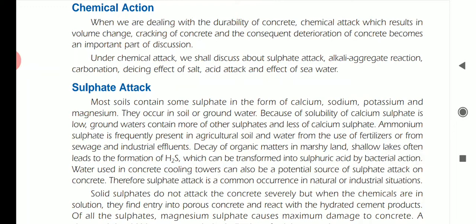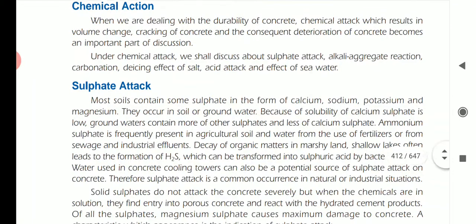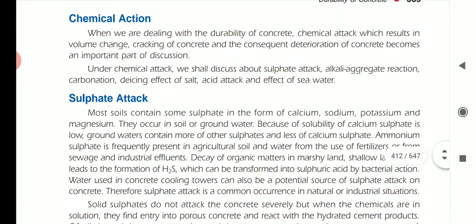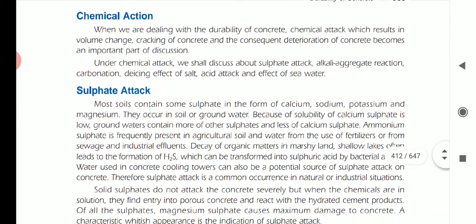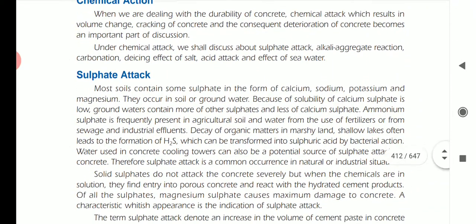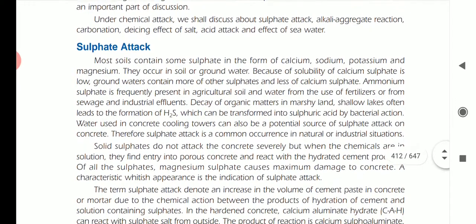In the previous video, we studied the durability of a concrete and what are the factors which influence the durability of a concrete. Even some of the chemical actions will also affect the durability of a concrete. So what are those chemical actions which will affect the durability of a concrete? That we'll see in the upcoming videos.